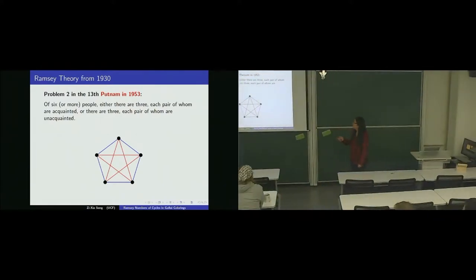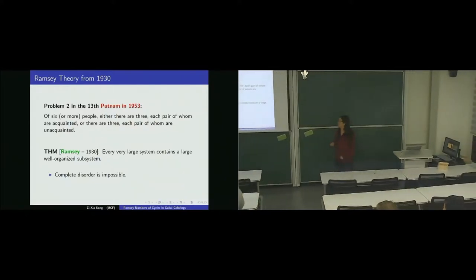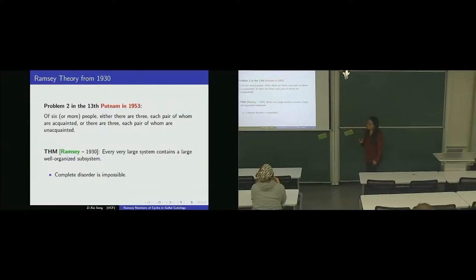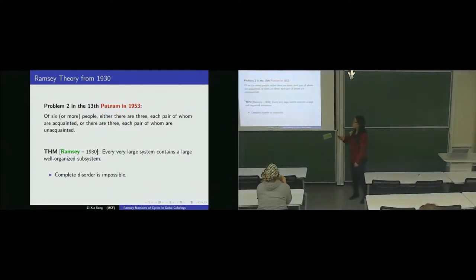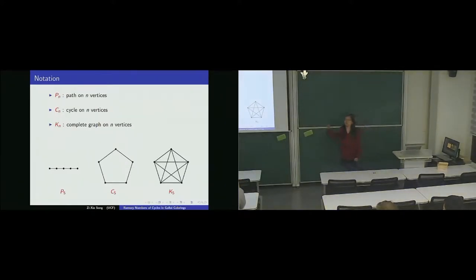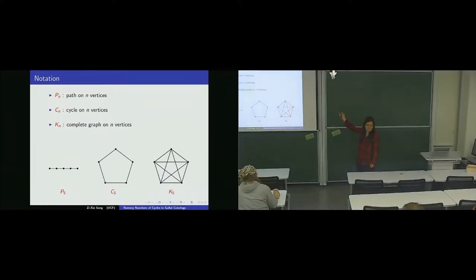Intuitively speaking, what does it say about Ramsey theory? Every very large system contains a very large, very well-behaved subsystem, which means complete disorder is impossible. If you want to know how large this can be, we need to be specific and give you the definition of Ramsey numbers. For this talk, you only need to know these: the path on n vertices, the cycle on n vertices, and the complete graph on n vertices.